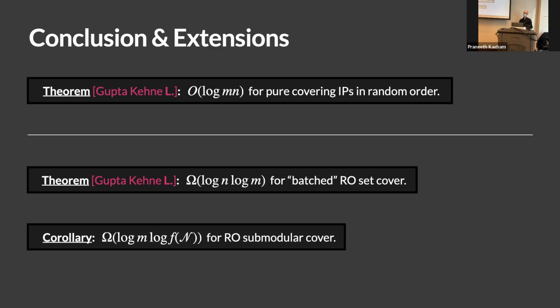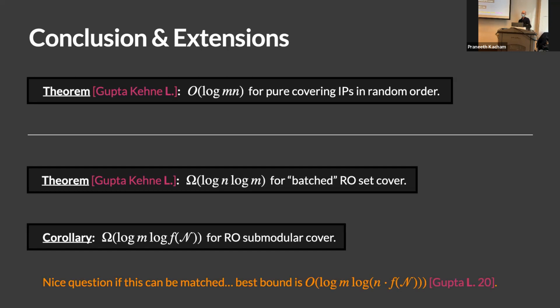So this batch lower bound implies lower bounds for generalizations of set cover. In particular, one of my favorite problems is called submodular cover, which is in the hierarchy of covering problems much harder than set cover, and there you need to lose a double log. I haven't defined what this f parameter is, but it doesn't matter. And it's a nice open question if you can match this lower bound that we give.